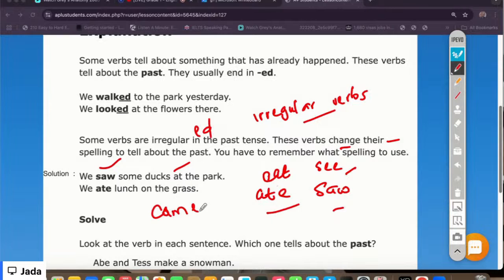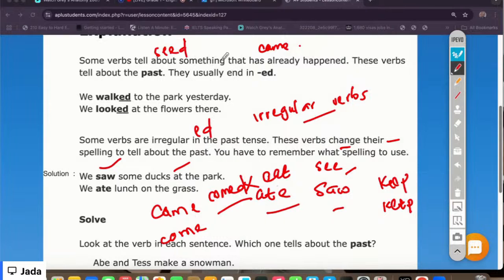Okay, so we can have came, come. So they're very different. Keep, and then we have kept. All right. So they are unique, and you have to be the one to remember the past tense form of this verb because you cannot say comed with D. This is totally wrong. That's why the past of come will be came. So it is irregular. All right. We cannot say seed. Seed is actually a different word, but if you're talking about see in the past, it has to be saw. All right. So we have a lot of irregular past, and you have to be the one to remember them.